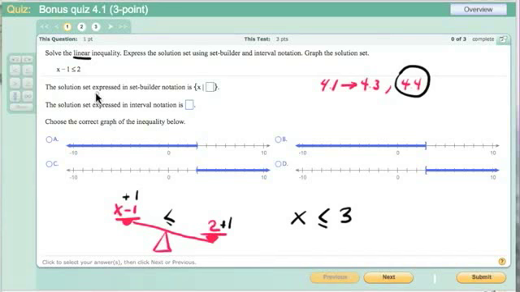And so the main deal here going on in 4.1 is the three different ways of writing the solution. Set-builder notation, interval notation, and as line graphs. Set-builder notation, you just put the answer that you found, the simplified inequality, right here. The set of all x such that x is less than or equal to 3. Interval notation, well, I'm just going to go ahead and do it.